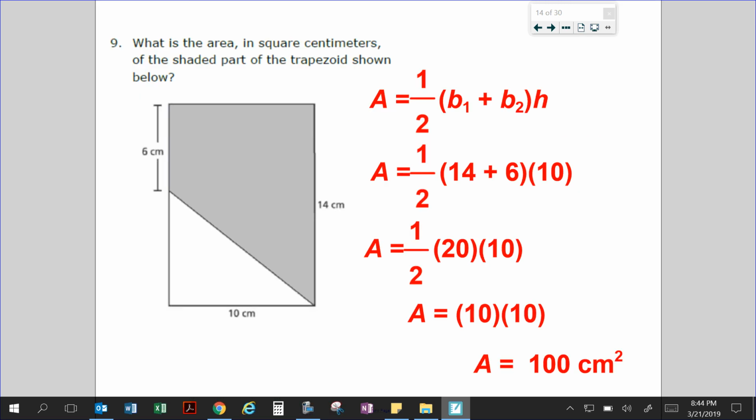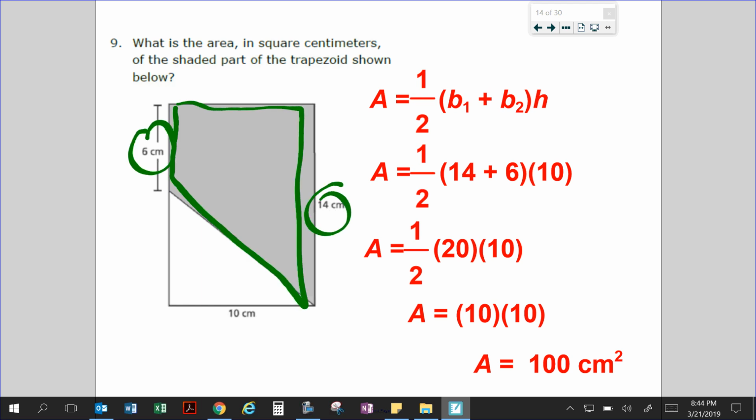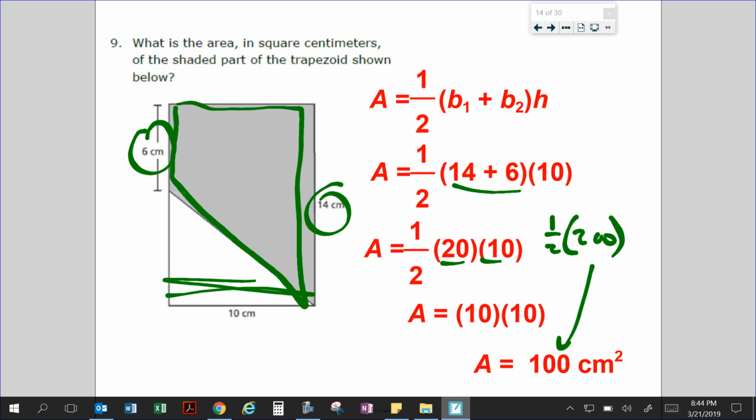Number 9, what is the area of the shaded part of the trapezoid? Here's the trapezoid. So what are you supposed to do with the two bases? Add them up, 20. Then you multiply by its height of 10. You could do 20 times 10 is 200. What's half of 200? 100 square centimeters. I like doing a shortcut. What's half of 20? 10. 10 times 10 is 100.